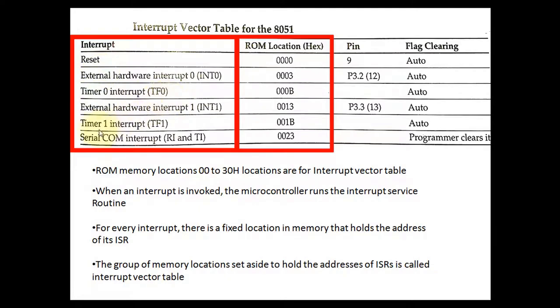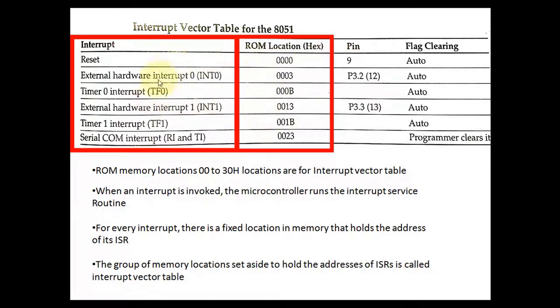Timer 0 interrupt, timer 1 interrupt, and serial port interrupt are the internal interrupts to the 8051 microcontroller. Every interrupt is associated with one particular address in ROM location. For reset, it is always the 000H location. For external interrupt 0, that is INT0, it is 003H. Similarly, for the serial interrupt, the address is 0023H. All these values are in hexadecimal.